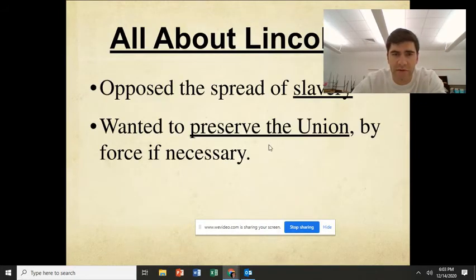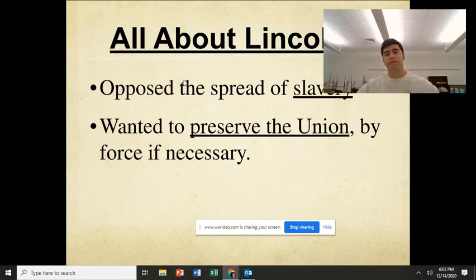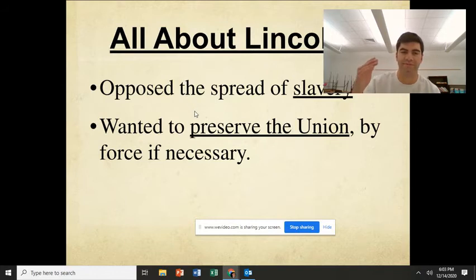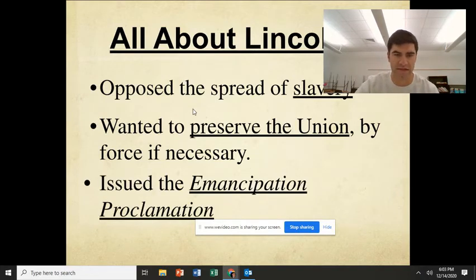And we know that he opposed the spread of slavery. He's going to want to preserve the Union by force if necessary. So he's the one that ultimately orders the Union to organize its military to attack the Confederate States of America, to try to readmit them. So his first goal when he's elected is to hold the country together. Second goal, he wants to eventually phase out the practice of slavery in the United States.